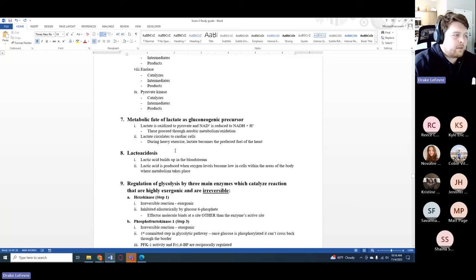We get to the end and we get pyruvate. And then pyruvate has one of two choices, and it depends on the environment that it's in. If we have oxygen in our system, meaning there is oxygen available in the muscle, the pyruvate is going to continue and go into the citric acid cycle or the Krebs cycle. If there is not enough oxygen, pyruvate gets converted to lactic acid or lactate.